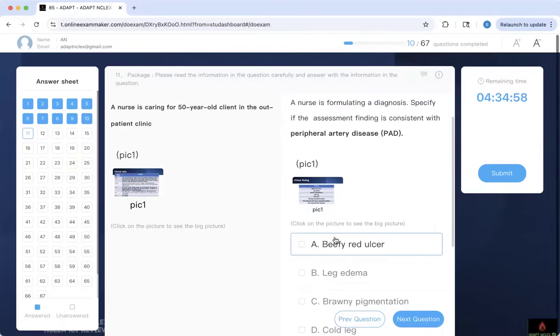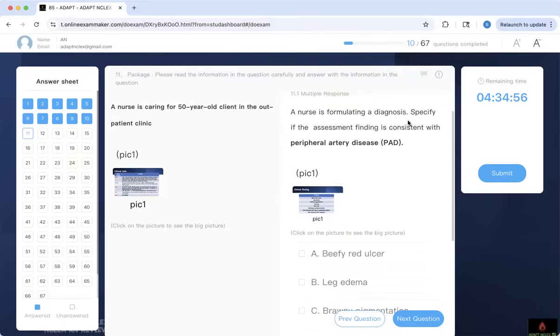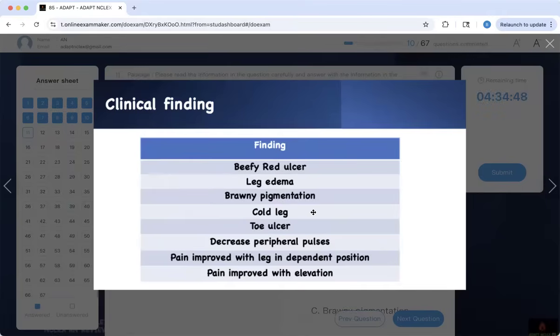Now, what do we do? The nurse is formulating a diagnosis. Specify if the assessment finding is consistent with what? Peripheral artery disease. And they give you this. Which of these is consistent with PAD? Let me know if you think he's PAD. Beefy red ulcer, right? His leg, he has edema. Browning pigmentation, whole leg, toe ulcer, decreased peripheral pulses, pain improved with leg in the dependent position, and pain improved with elevation. Which of these is consistent with PAD?